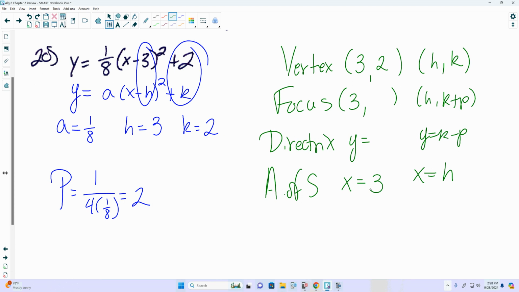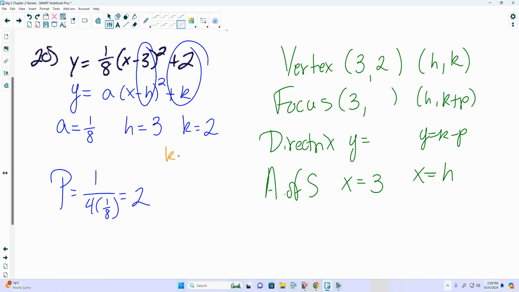Again, we have over 80% of this done. Even if you leave it here, you got 80% of this question right. Kind of nice, yes? Because I do give you points for the directrix part, y equals, and the axis of symmetry, x equals. You get points for that.